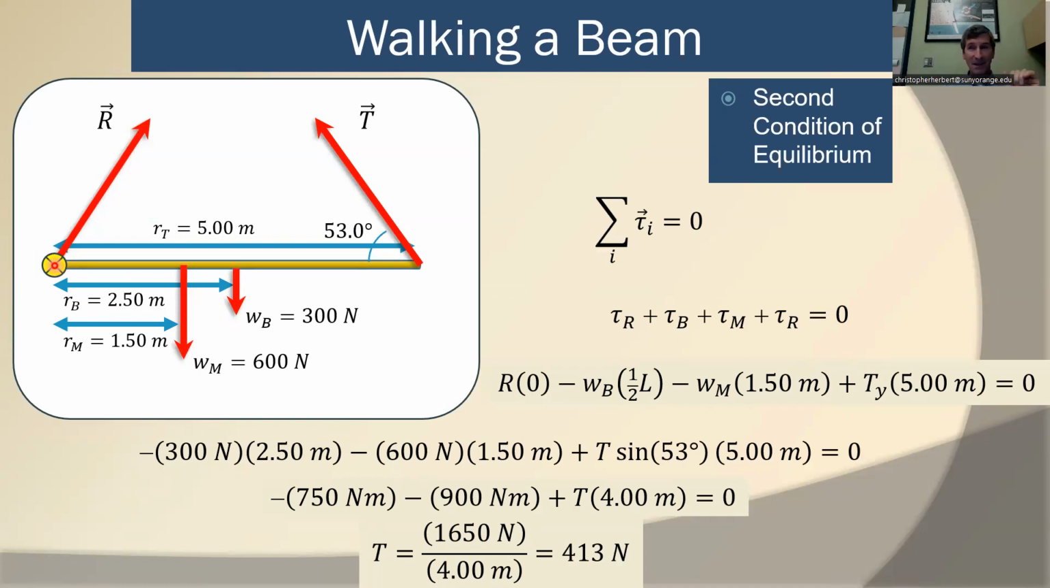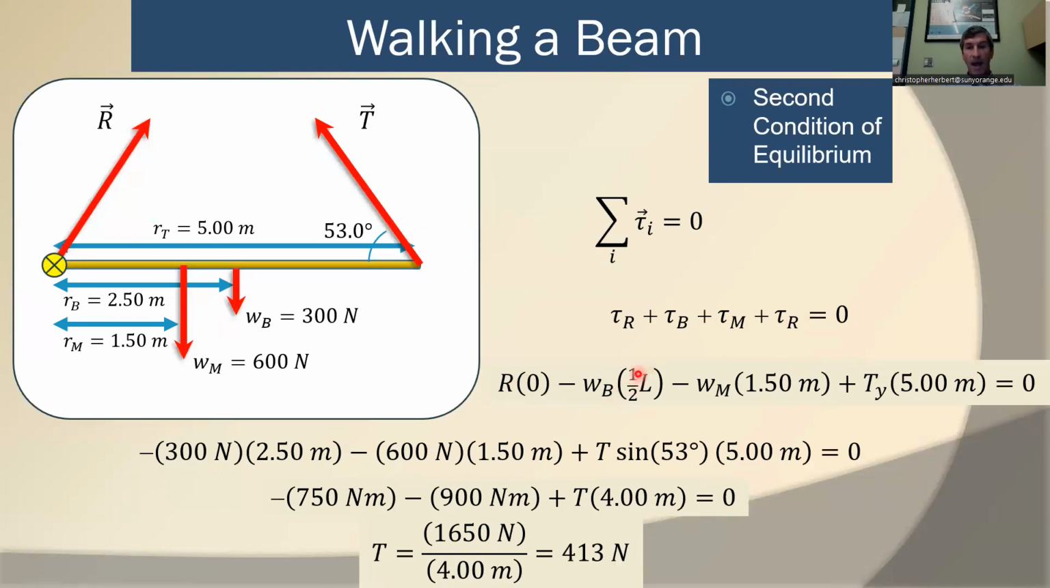So second condition of equilibrium. So again, the second condition of equilibrium states that the sum of the external torques is equal to 0. There's going to be no torque due to the reaction force. There's going to be a torque due to the weight of the beam, a torque due to the weight of the man, a torque due to the tension. I apologize here, there should be tension, and that's going to be equal to 0. So looking at this, again, no torque due to the reaction force, so that comes out.